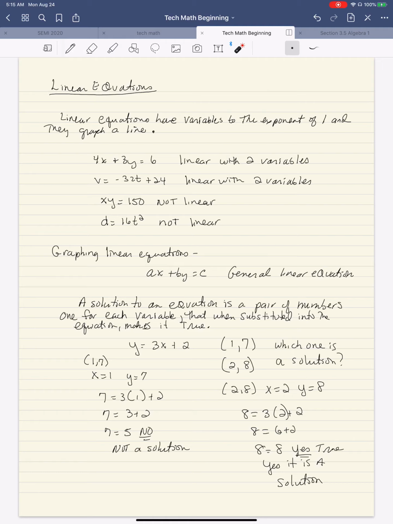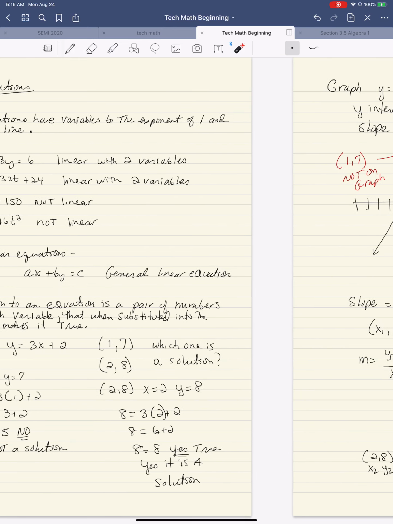Let's try the other one, 2, 8. So 2, 8, x is a 2, y is a 8. Again, plugging in, substituting into the equation. 8 equals 3 times 2 plus 2. Does 8 equal 6 plus 2? Does 8 equal 8? Yes, this is true. So 2, 8 is a solution.